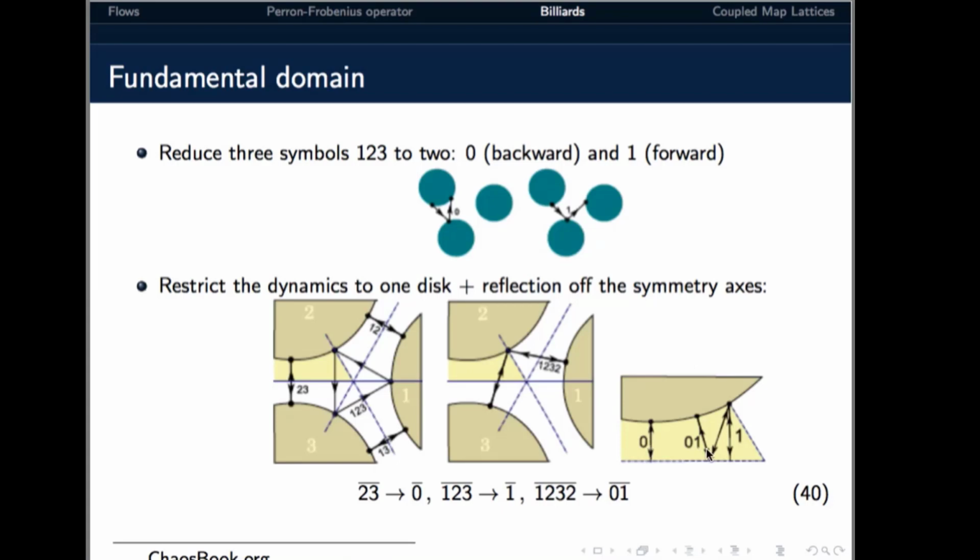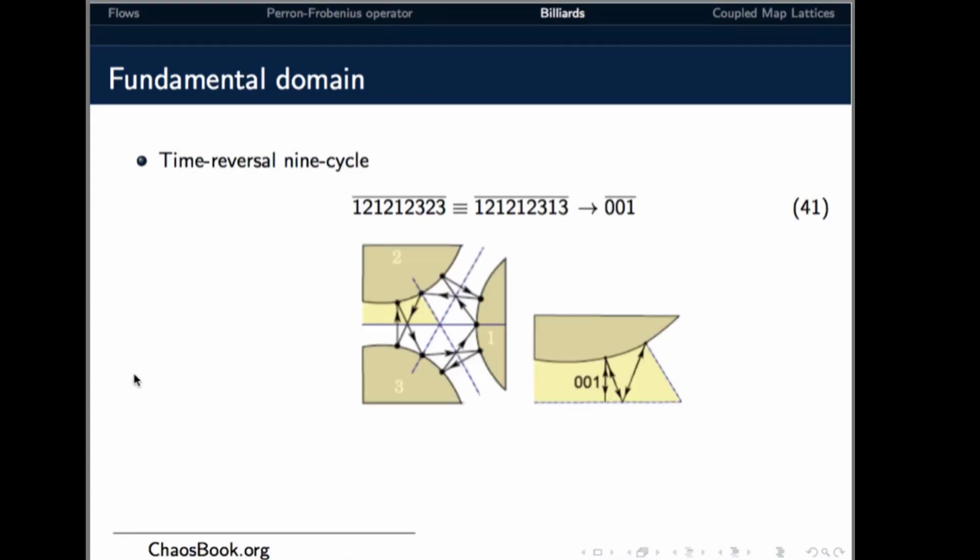So this is basically what it would look like in the fundamental domain. This is the 2, 3 that becomes 0. This is the 1, 2, 3 that becomes 1. And I believe this one instead is the 1, 2, 3 that becomes 0, 1. This is another example of a 9 cycle, which when you reduce it just becomes a 3 cycle in the fundamental domain. So this is an example of how the 3-disk scatterer can be reduced by using the symmetries.